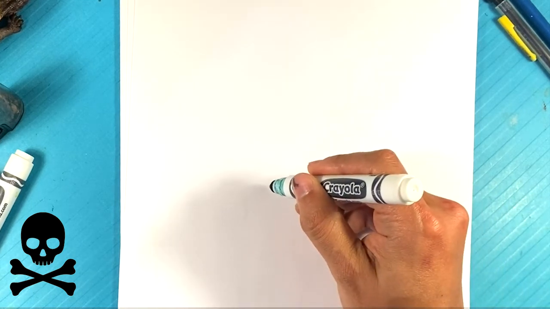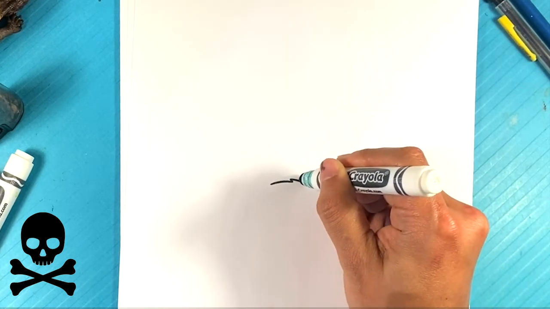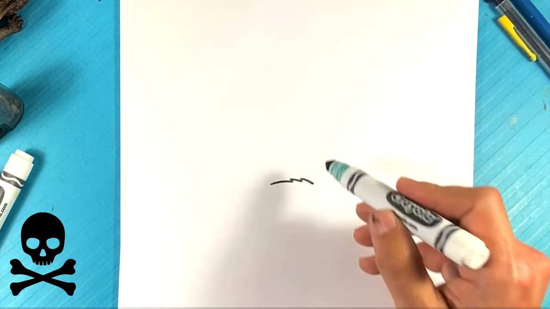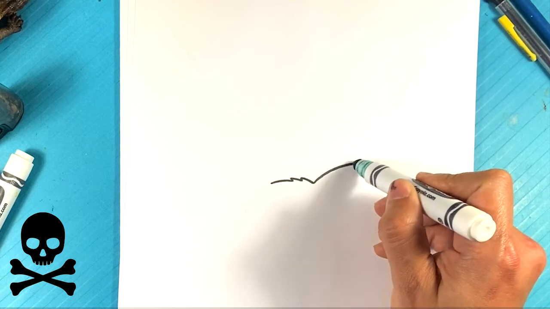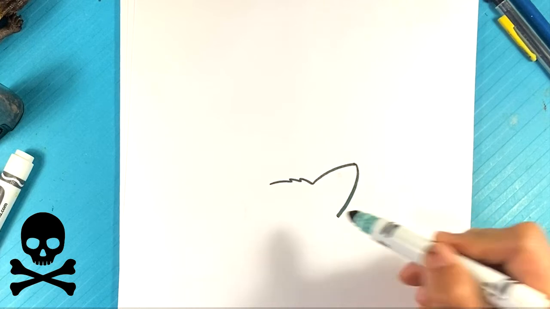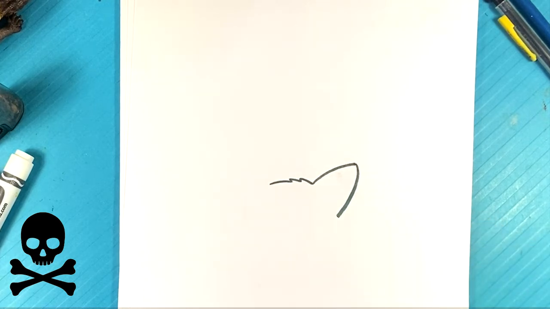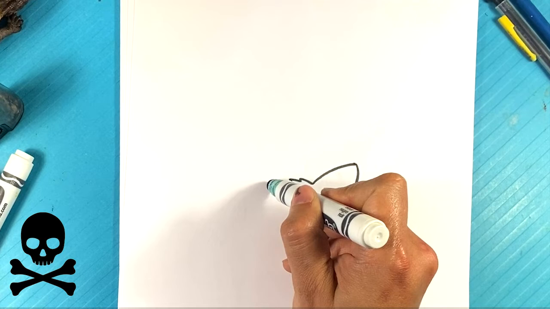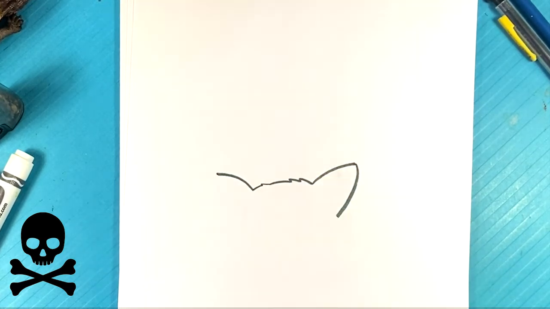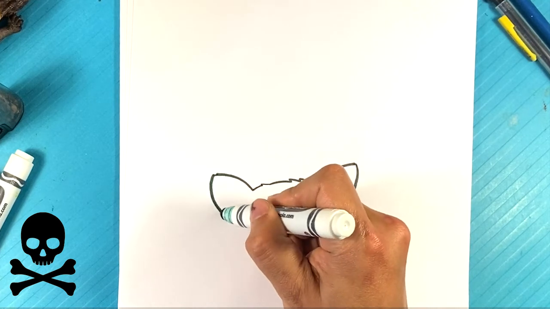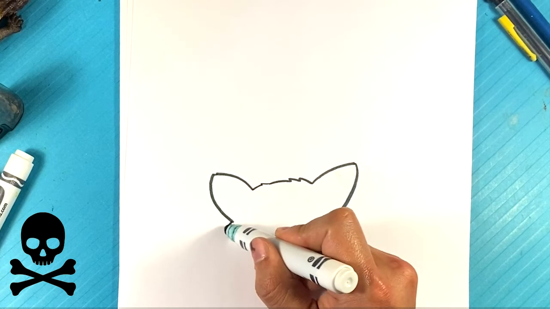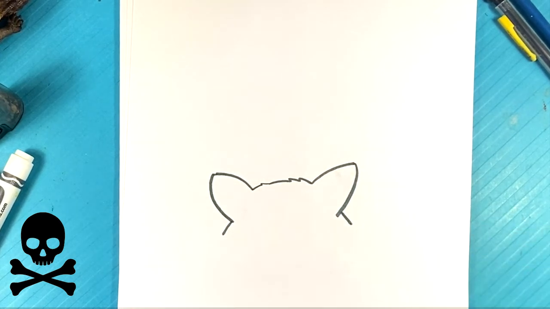I'm going to go over here, and I'm going to draw like the top of the head. Out over here for one ear. Go over here, slowly curve it and pull it back in. Going to go over here on this side, and I'm going to draw the other ear. And I'm going to slowly pull it back in. Out, out.